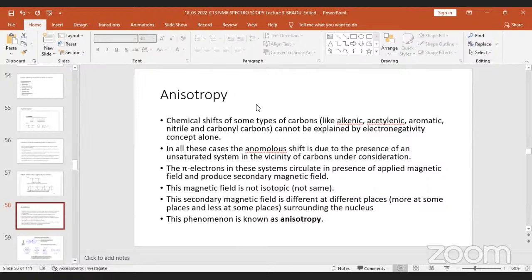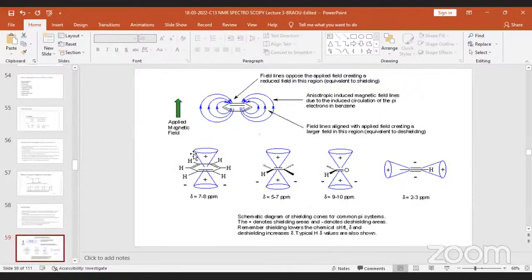See, all these groups, alkenes, aromatic compounds, acetylene, nitrile, carbonyl, all these contain pi electrons. So in the presence of an applied magnetic field, they circulate. Like this, I am showing you different groups. This is benzene, so pi electrons are there. In the presence of the applied magnetic field, these electrons circulate like this, and they generate a secondary magnetic field like this. The magnetic lines of force originate like this, go like this and end up there. These are called magnetic lines of force.